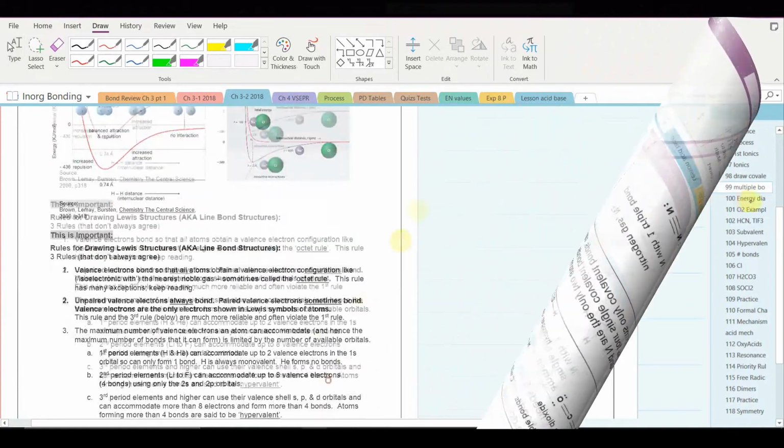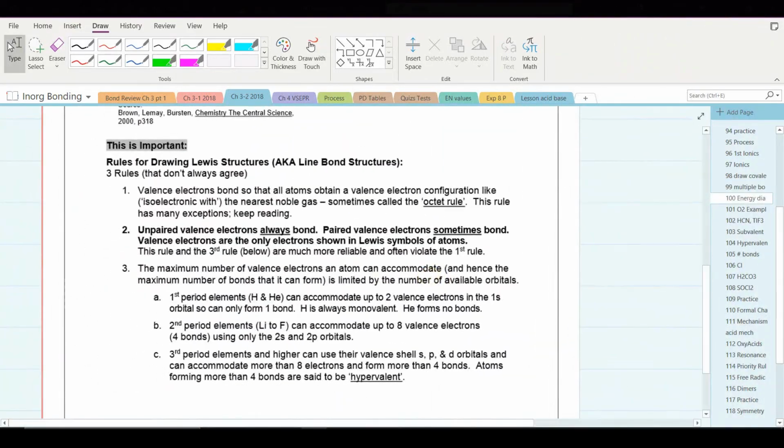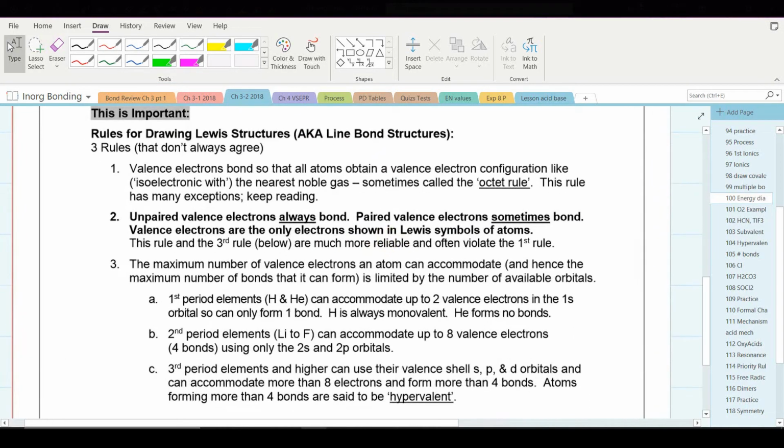Page 110, please. The bottom of the page, I have some important rules about bonding that will stretch you beyond what you probably already know. So these are 3 rules that don't always agree. Rules for drawing Lewis structures, also known as line bond structures. The first rule is the first rule you ever taught when you take chemistry. Valence electrons bond so that all atoms obtain a valence electron configuration like, or isoelectronic with, the nearest noble gas. That's called the Octet Rule. Well, this rule has a lot of exceptions, so let's move on.